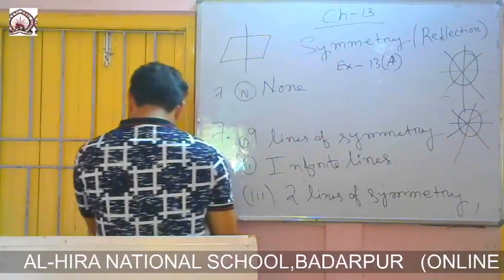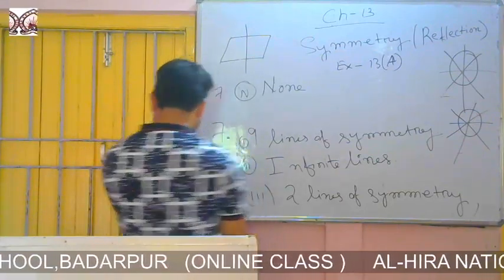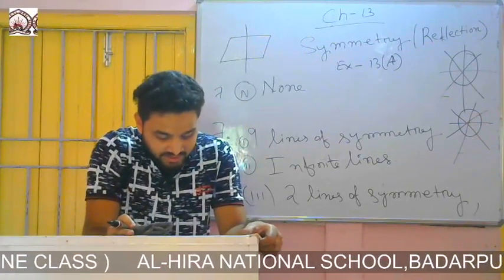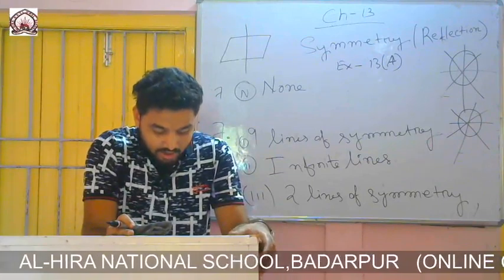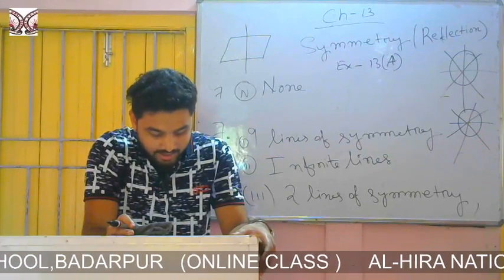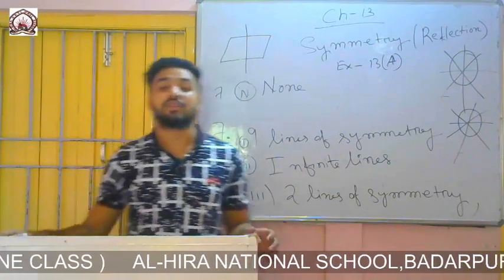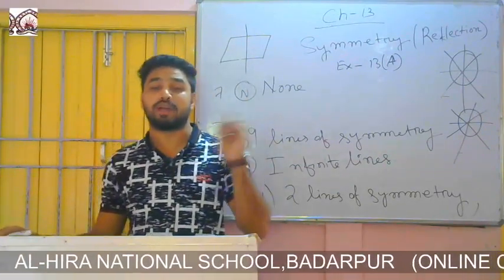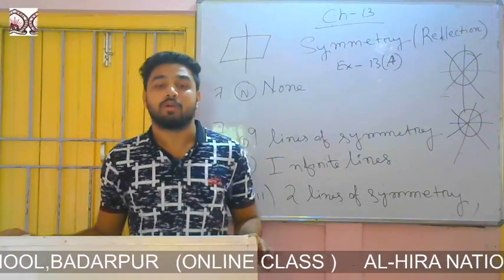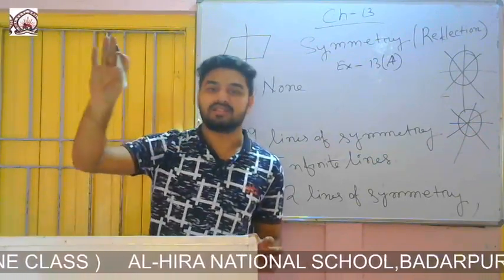Now come to high order thinking skills. Using the digits 0 to 9, you just read the question first. Using the digits 0 to 9 and not repeating the digits, write the 3 digit numbers that have a horizontal line of symmetry. That means we have to write 3 digit numbers without repeating from 0 to 9, which are horizontally symmetrical.